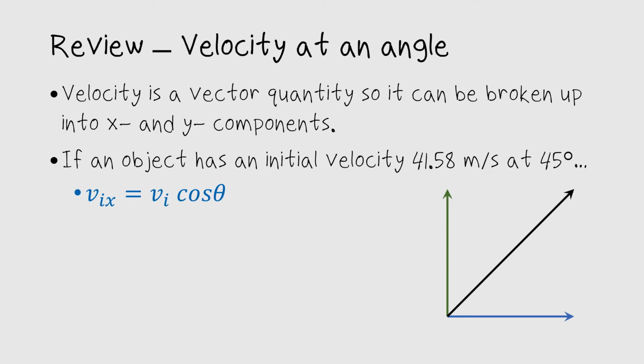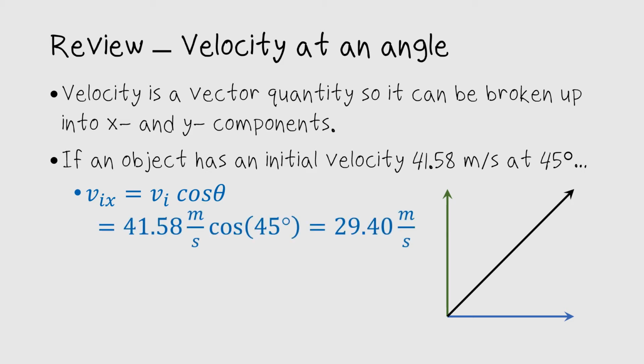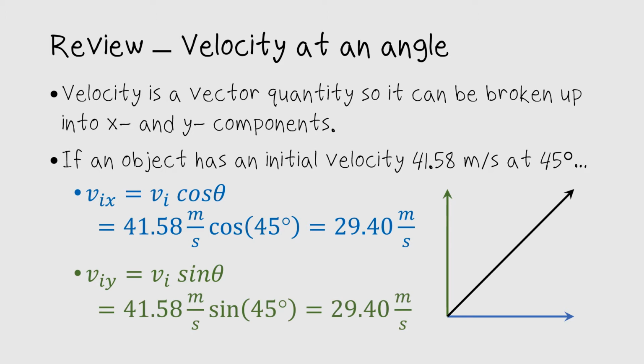The x component is equal to the speed, which is the magnitude of the velocity, times the cosine of the angle with respect to the positive x-axis. Plug the numbers in, you get 29.40 meters per second. And the y component is a very similar equation, just swap out cosine for sine. At 45 degrees, sine and cosine are equal to each other, so we're going to get the same answer in both regards.